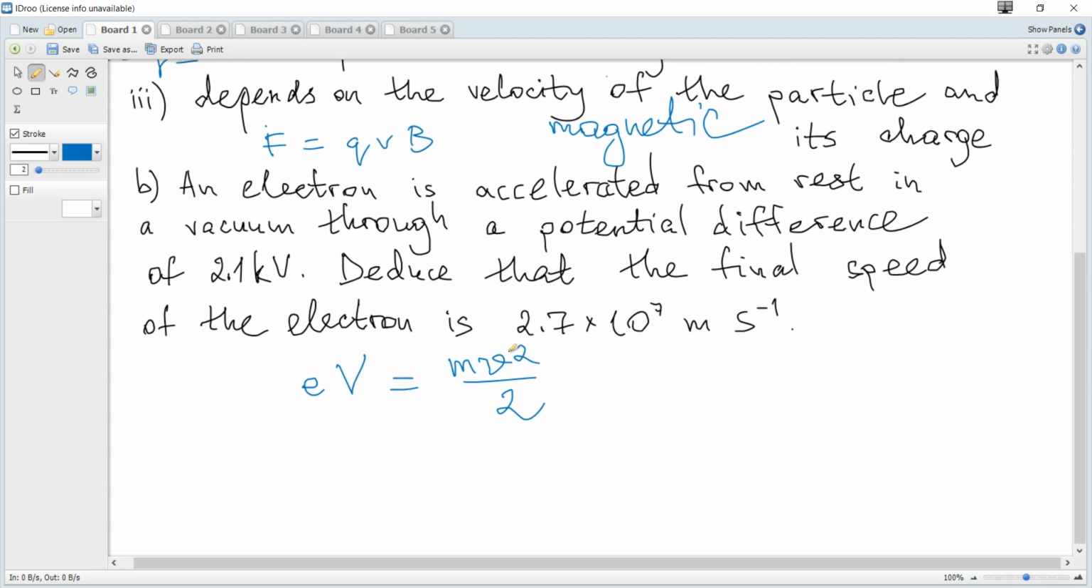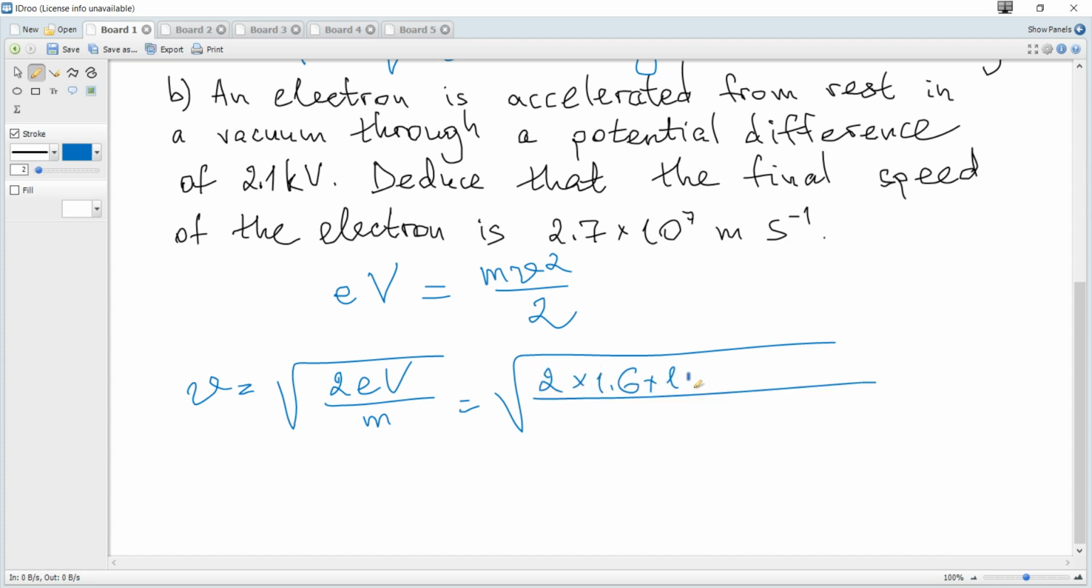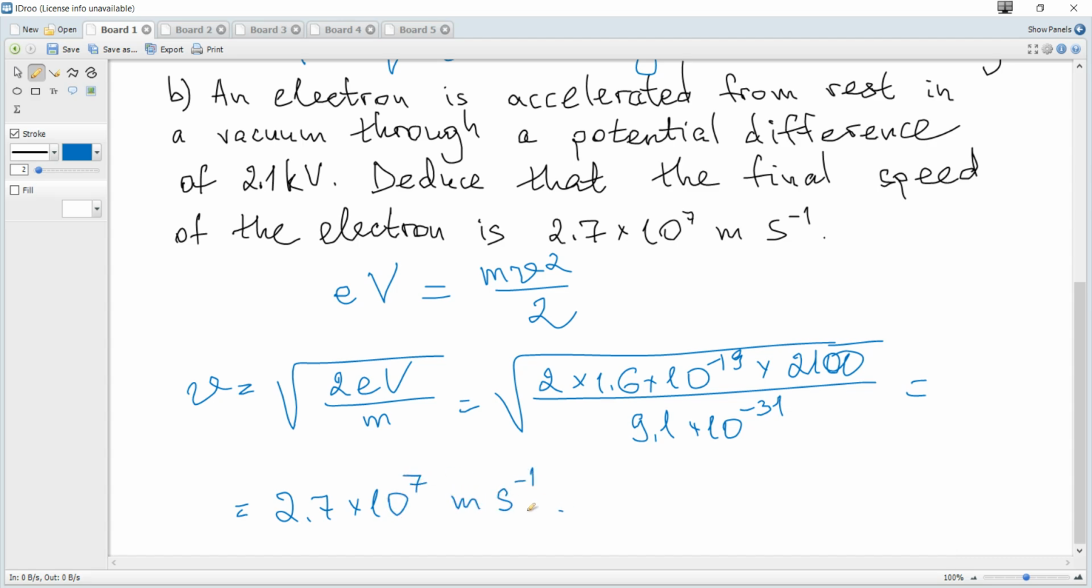Just solve for v, so v is the square root of 2eV over m, and it is equal to 2 times 1.6 times 10 to the negative 19 times 2100 divided by 9.1 times 10 to the negative 31. It's the mass of the electron, given in the data booklet, and it is equal to 2.7 times 10 to the power of 7 meters per second to 2 significant figures as required.